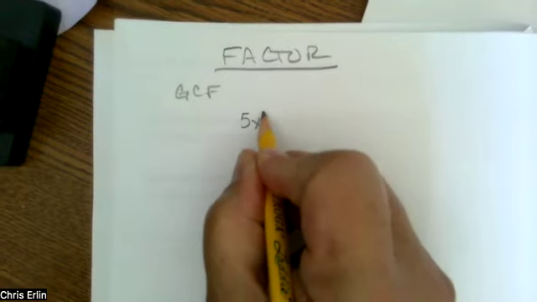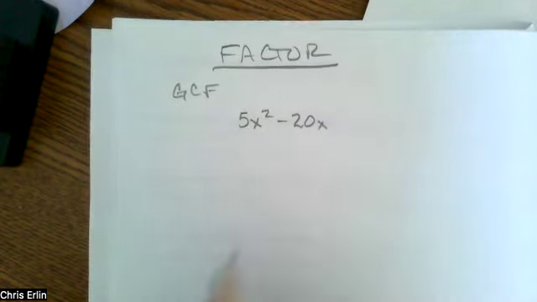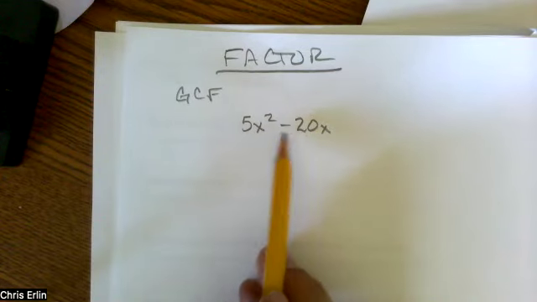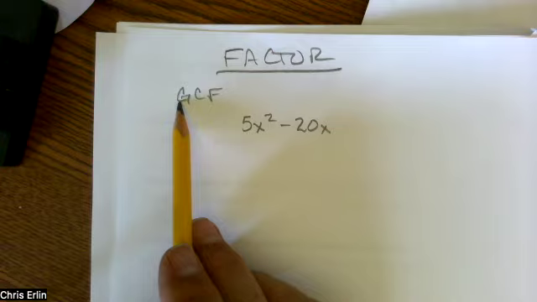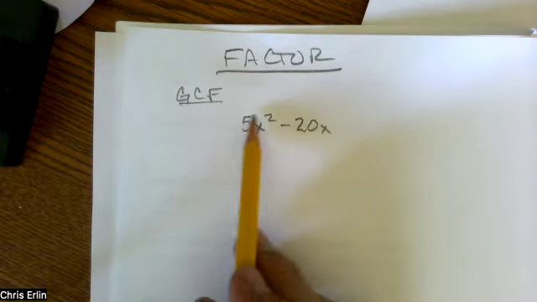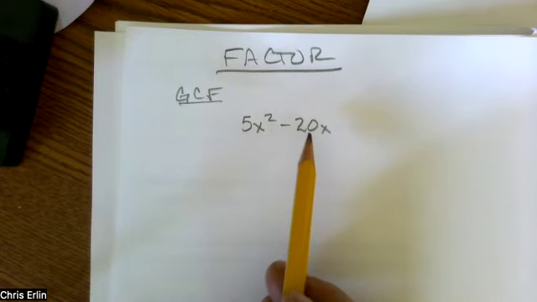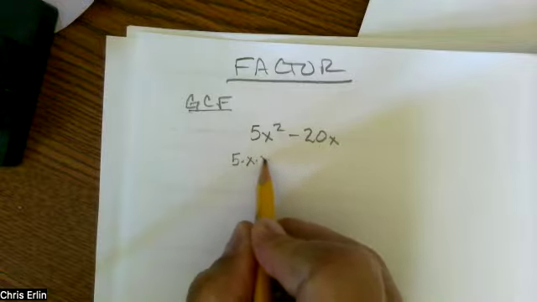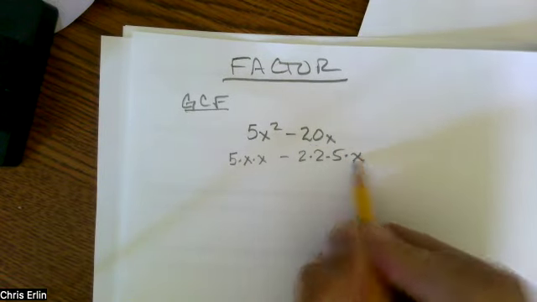If I have, for example, 5x squared minus 20x, this is a binomial, two terms separated by addition or subtraction. And if I wanted to factor out the greatest common factor, what I'd really do is break each of these terms into their prime factorization components. So that would be like 5 times x minus 2 times 5 times x.